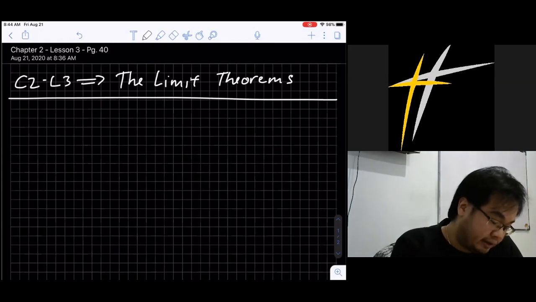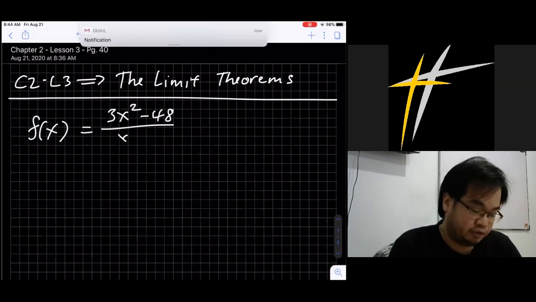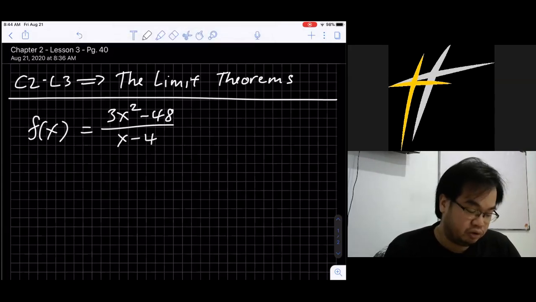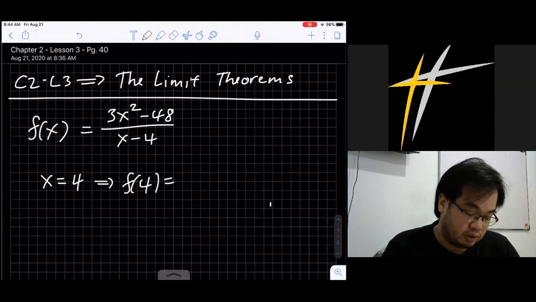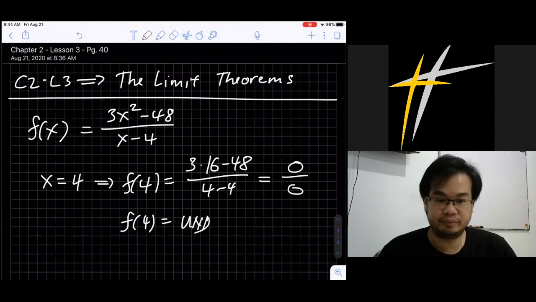So suppose that we are given a function f(x) equals (3x squared minus 48) over (x minus 4). If I want to find the value of the function when x equals 4, then the value of the function will be (3 times 16 minus 48) over (4 minus 4), which is equal to 0 over 0. So the value of f(4) is actually undefined, right?